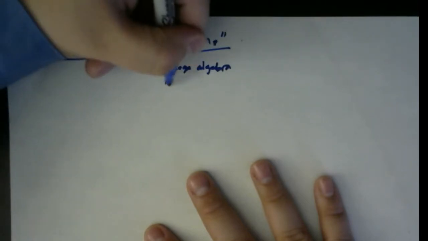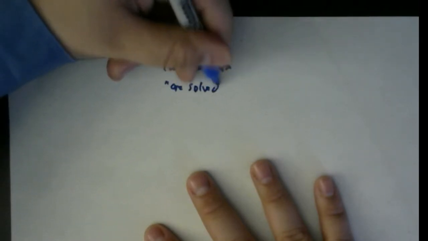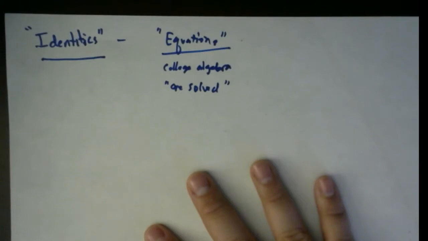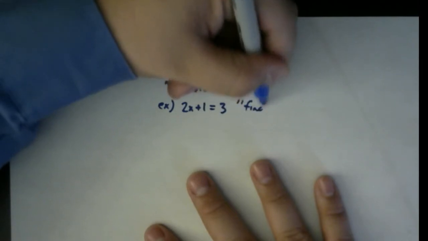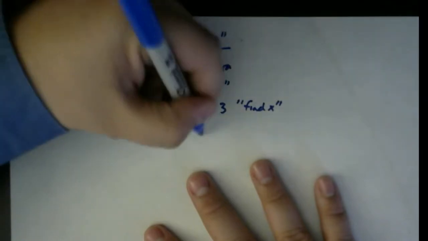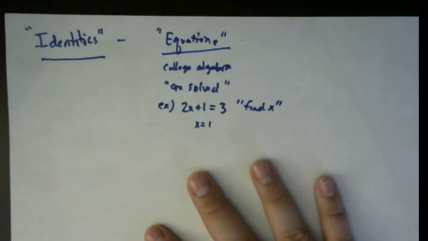They are solved. Okay, equations are solved. And for example, it's something like 2x plus 1 equals 3. Find x. That's an equation. And what you do is you subtract 1, you divide by 2, and you'll conclude that x equals 1.